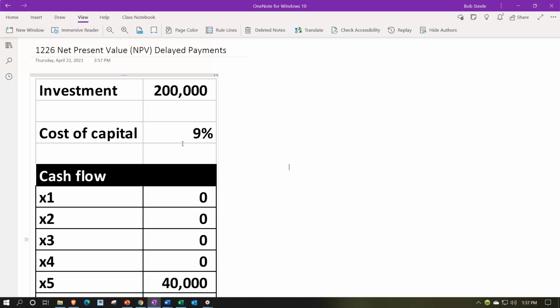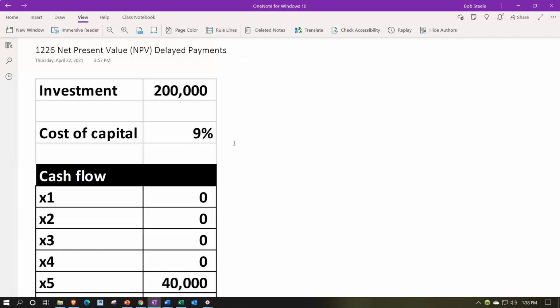So we have a situation with the initial investment. You might think about this as an investment in equipment, some kind of project being invested in, or inventory that you're putting down money for, in this case the $200,000. The cost of capital is going to be the 9%. You might hear this called the required rate of return, the cost of capital, or the discount rate that we're going to be using within the problem.